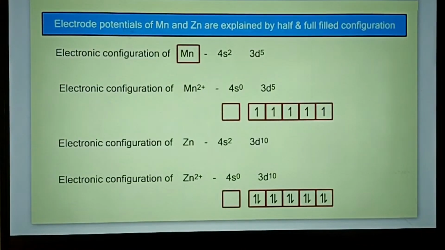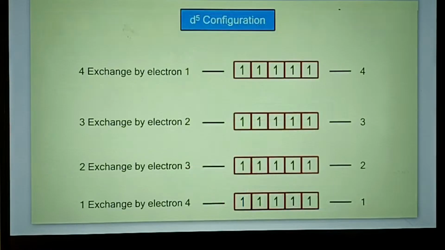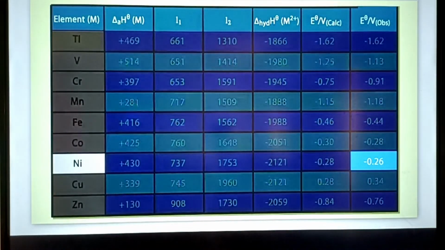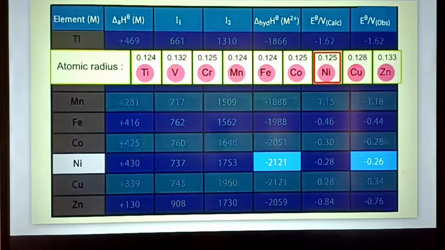The electrode potential values of manganese and zinc can be explained on the basis of the stability of the half-filled d subshell in Mn2+ and the completely filled d10 configuration in the zinc 2+ ion. The stability is due to the maximization of the exchange energies between electrons of like spin. The electrode potential for nickel is related to the highest negative hydration enthalpy corresponding to its smaller radius.